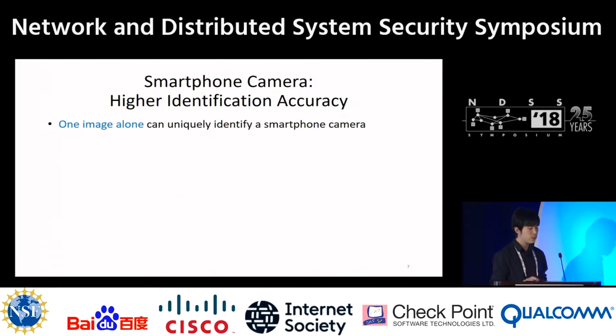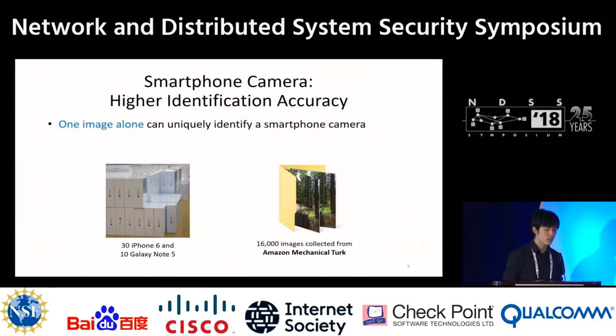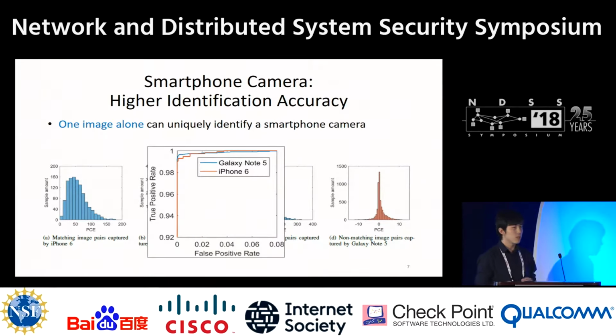To prove this, we did experiment using different smartphone models and also images collected from Amazon Mechanical Turk. We extract reference fingerprint using one image and then perform fingerprint matching. From the result, we can see that the correlation between matching image pairs are much larger than for the non-matching image pair. So by using a proper threshold, we can achieve over 99% accuracy for smartphone camera identification.